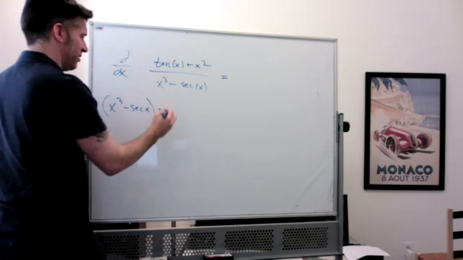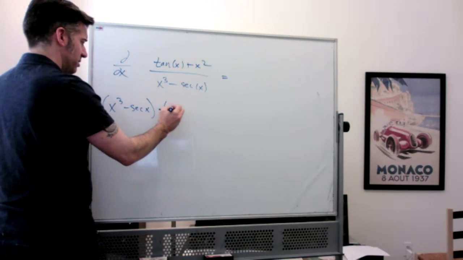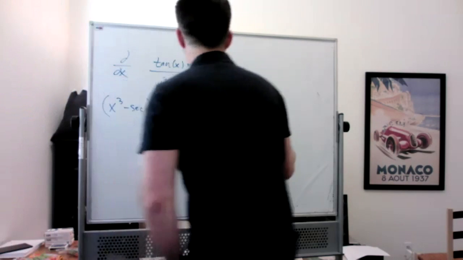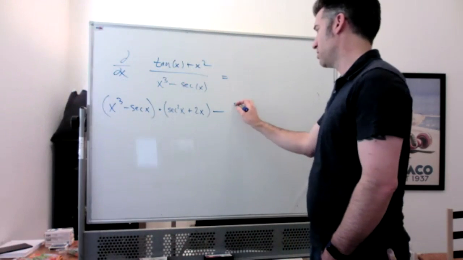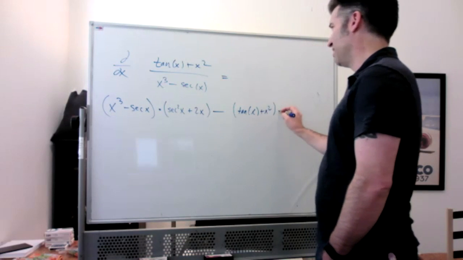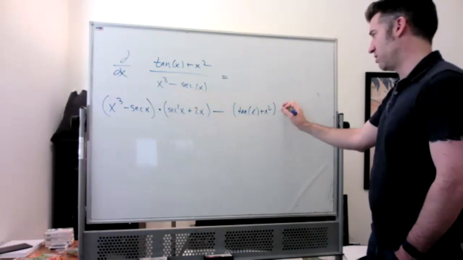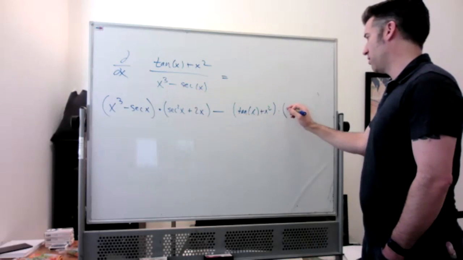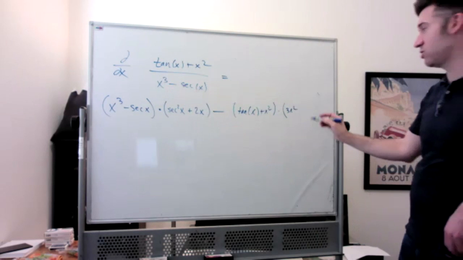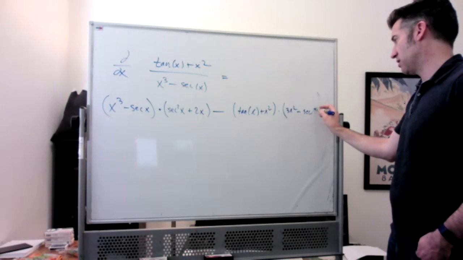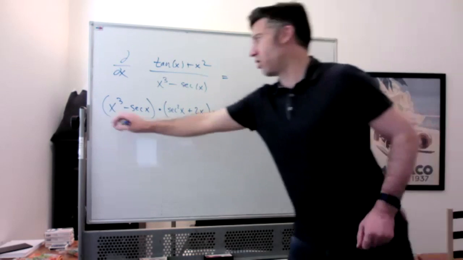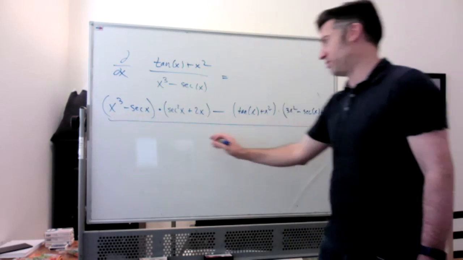Okay, the derivative of tangent of x plus x squared is secant squared x plus 2x, minus the top, tangent of x plus x squared, times the derivative of the bottom, which is going to be, okay, 3x squared, and the derivative of secant of x is secant of x times tangent of x, so minus secant of x times tangent of x, all over the denominator squared.